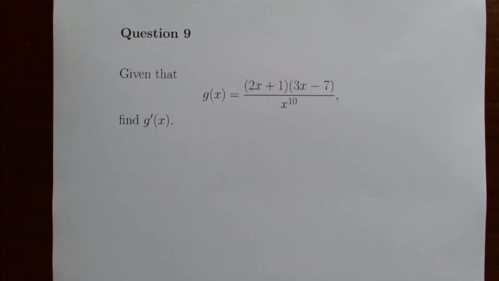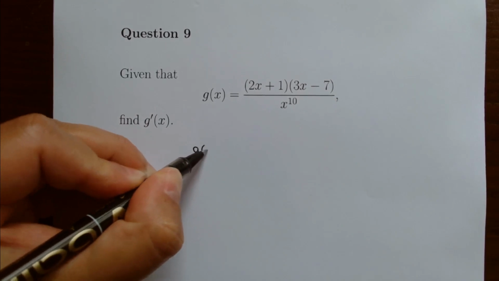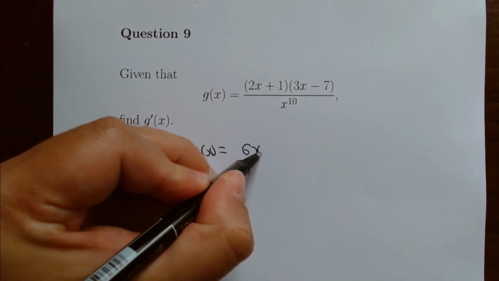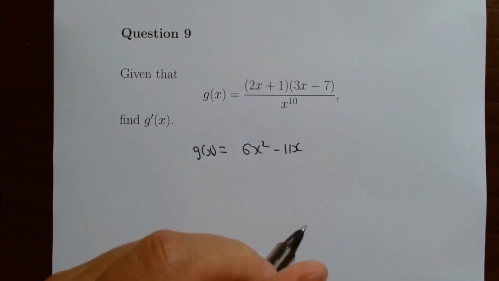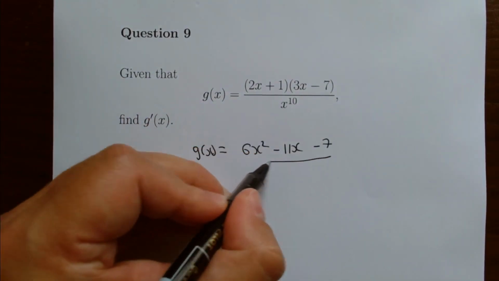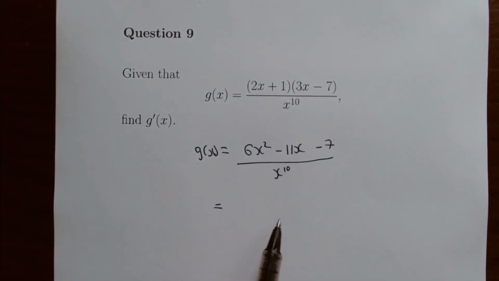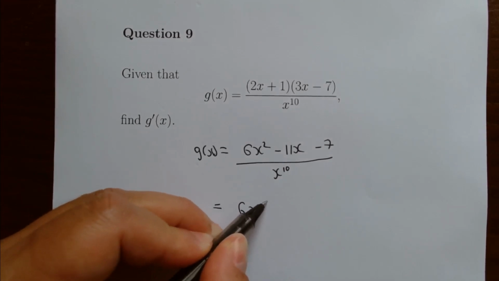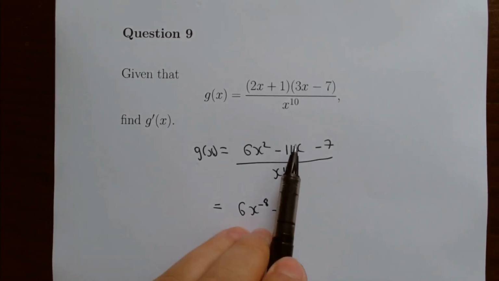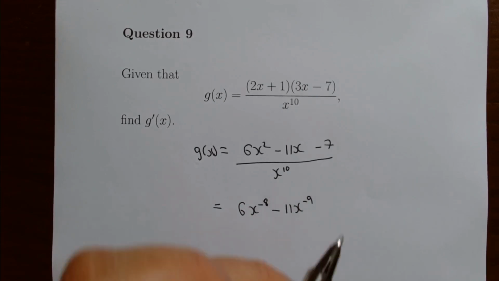Okay, question number 9. We begin by expanding and simplifying the brackets. So g of x equals 6x squared. Then you've got minus 14x plus 3x is minus 11x. And then you have minus 7. And that's all over x to the 10. And I'm just going to do the simplification straight away. So 6x squared over x to the 10 is 6x to the minus 8. And that over that is 11x to the minus 9. And minus 7 over x to the 10 is minus 7x to the minus 10.